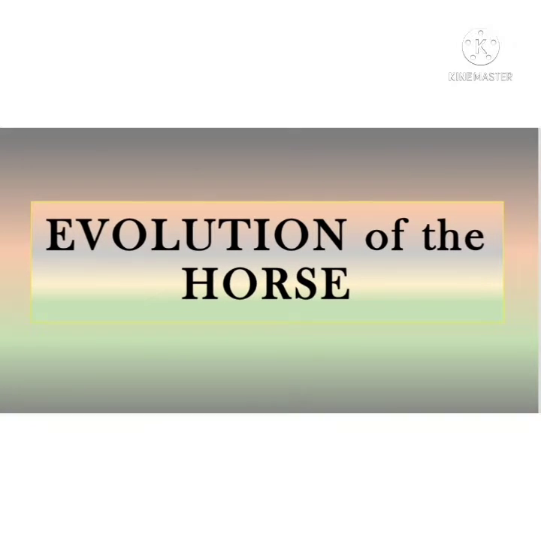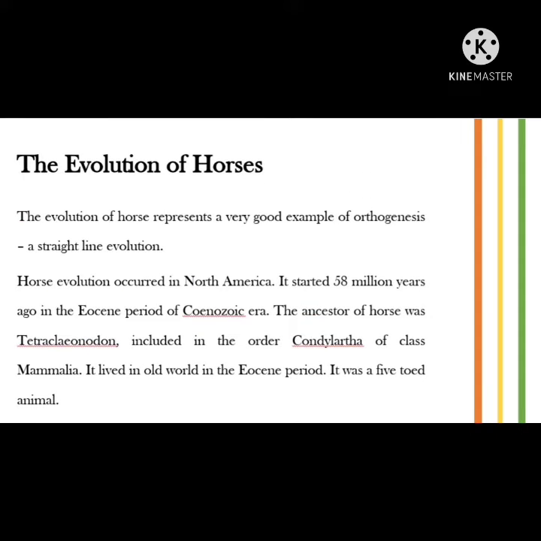Evolution of the horse. Just like humans, horses also have their own evolution, which started 58 million years ago in North America in the Eocene period of the Cenozoic era. The ancestor of the horse was Tetraclaenodon, which is included in the order Condylarthra of class Mammalia, and it was a five-toed animal. However, this animal is not that well known, and most records show Eohippus as the ancestor.